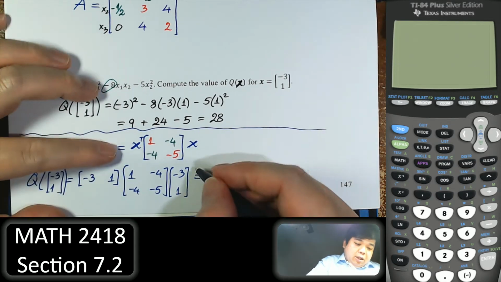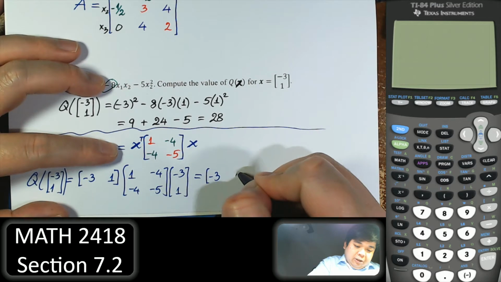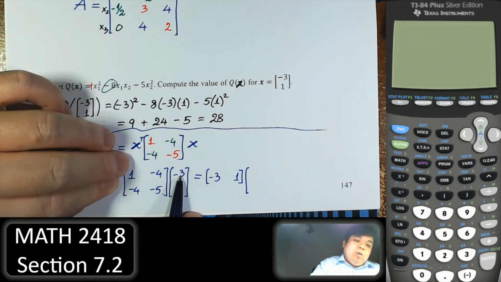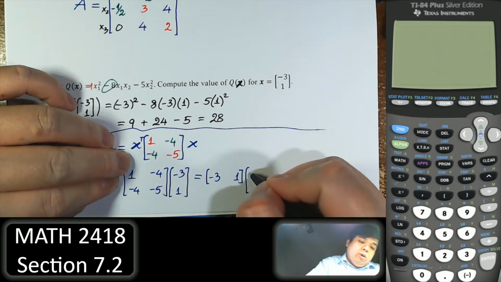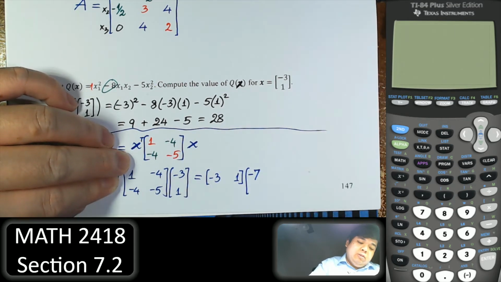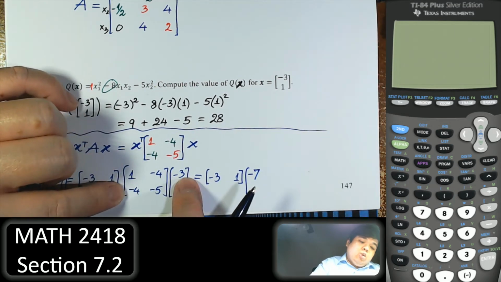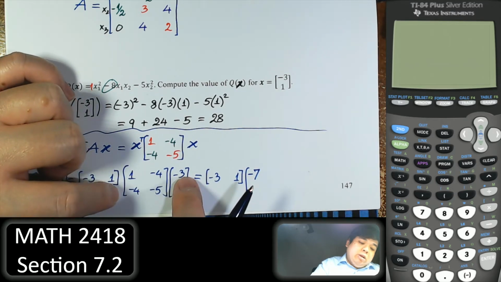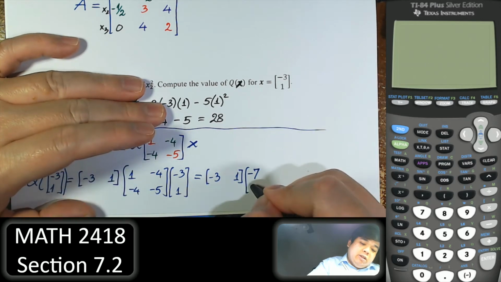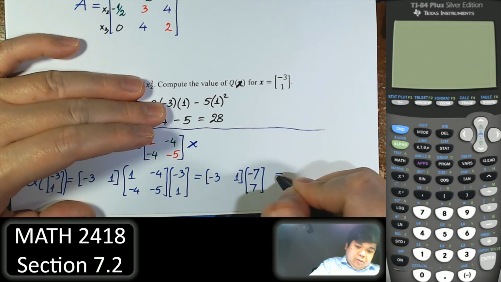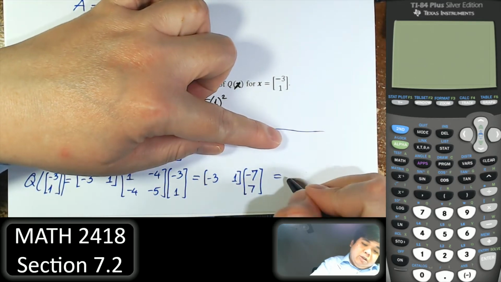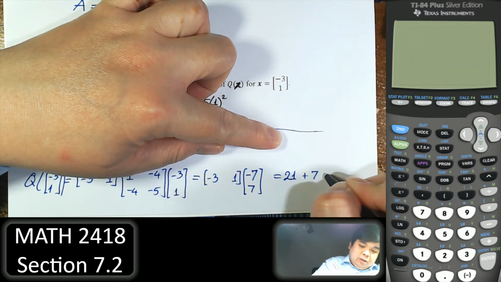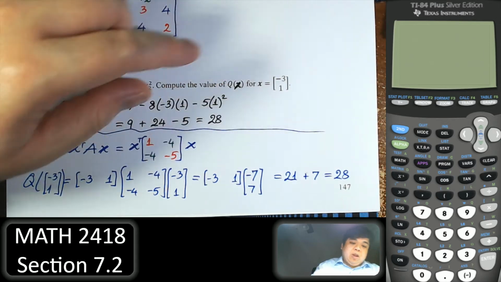Let's multiply this first. -3, -4, 12. So that means 12 minus 5. So that gives us -3 times -7, that's 21, plus 7, so that's 28. Of course, they should be the same.